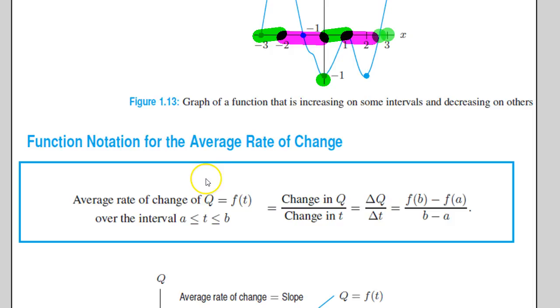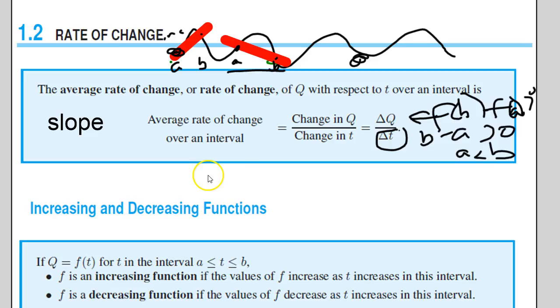So back to this original question, what is the average rate of change between this point and this point? Well, it's going to be defined as the slope of the line that passes through this point and this point, which looks to be a slope of 0.